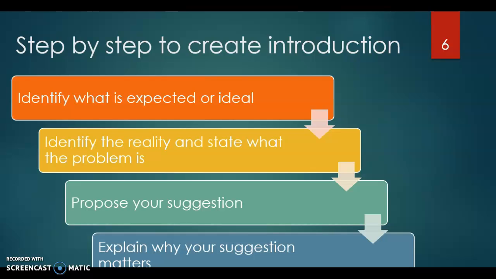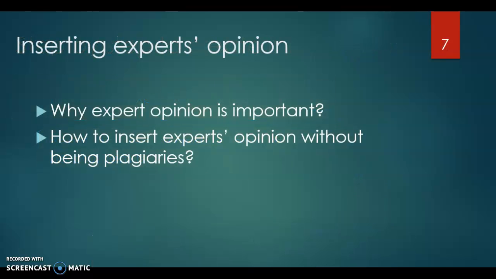You need to explain why your suggestions matter. So, why is your suggestion worth trying? Why is it worth being conducted in research? You need to mention that. Okay. That is when you need an expert opinion.